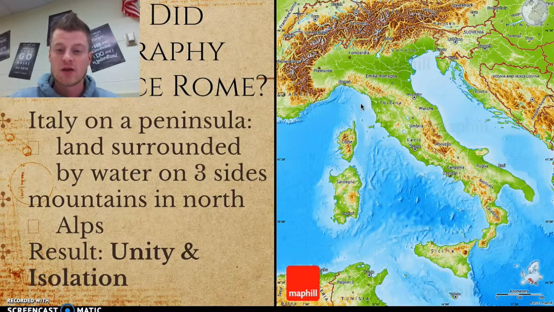Well, if you've looked at the Greeks before, it's a good comparison you can make. Like the Greeks, they were also on a peninsula, which is land surrounded by water on three sides. There are mountains up in the north, at the top of your screen. Those are the Alps, and they are quite hard to cross. So Italy, besides having a few north to south mountains, is pretty isolated from invaders from the north.